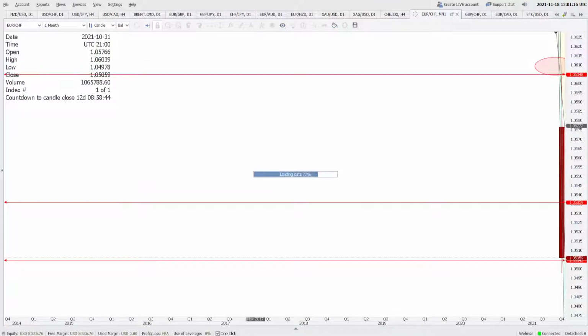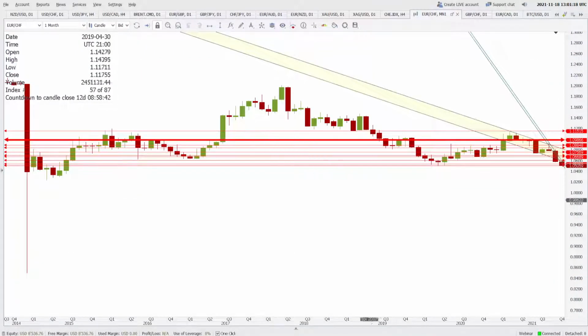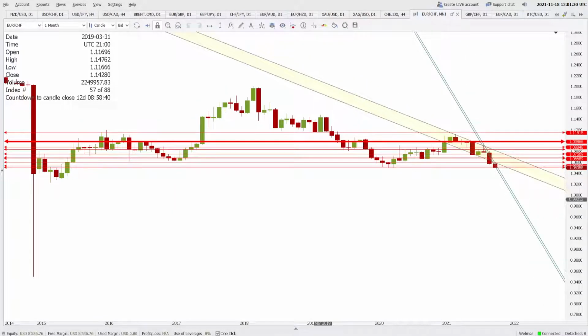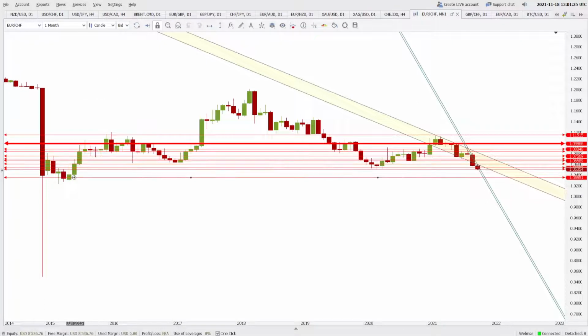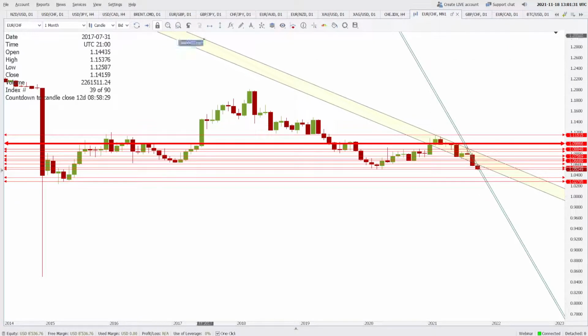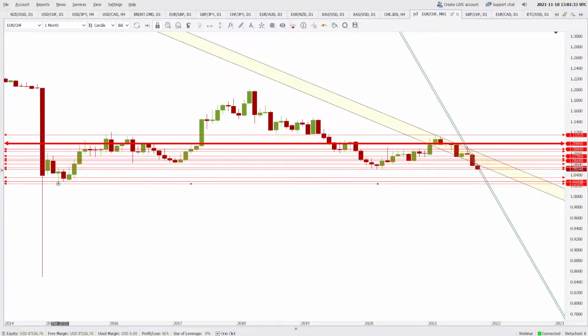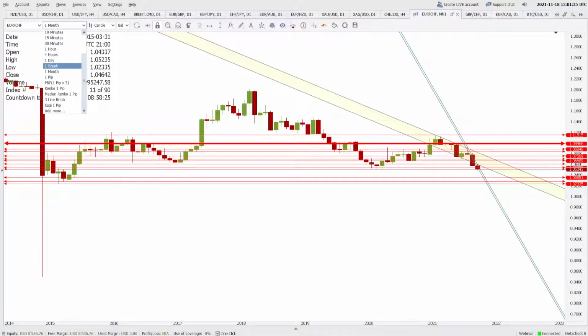Do we have anything? Because the euro has never been so weak as compared to the Swiss franc, and the next monthly level actually is here at around 1.0355, which is much lower. And after that we have these monthly levels. So I will switch to weekly.